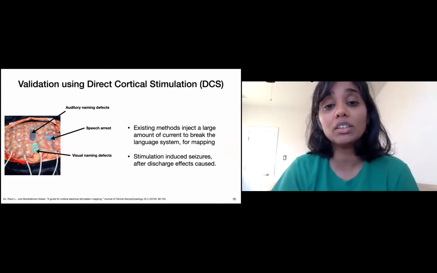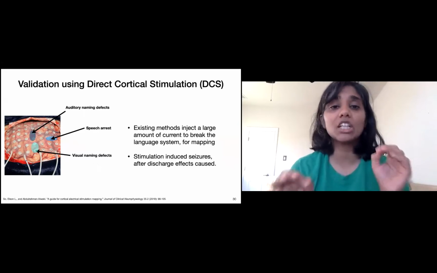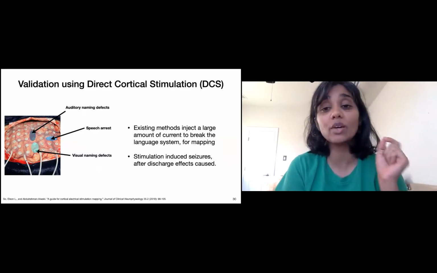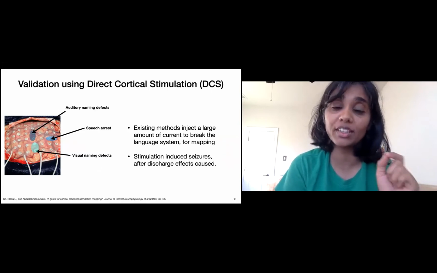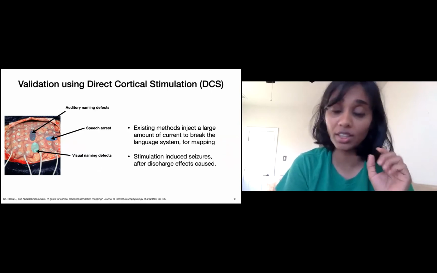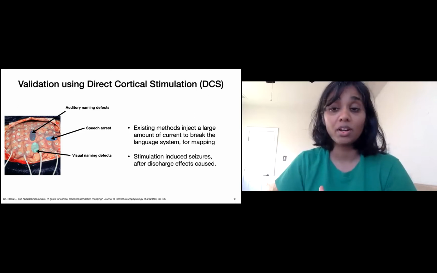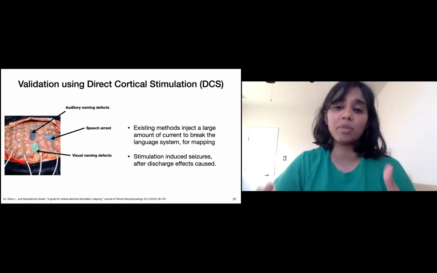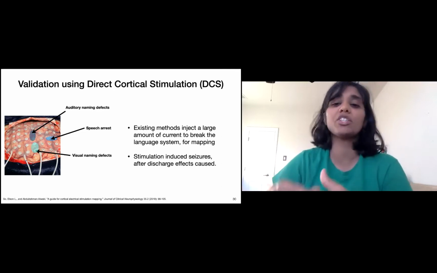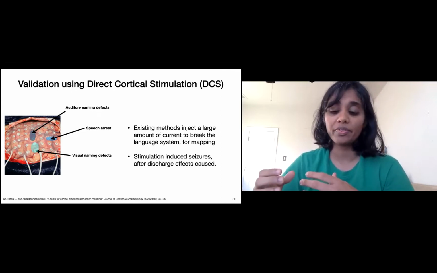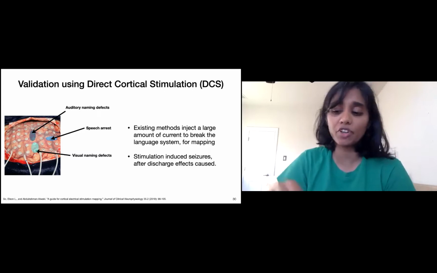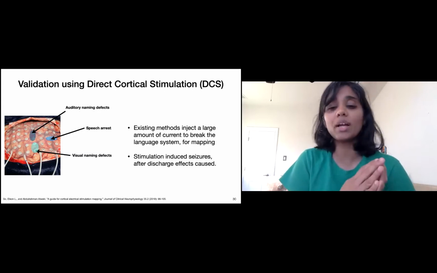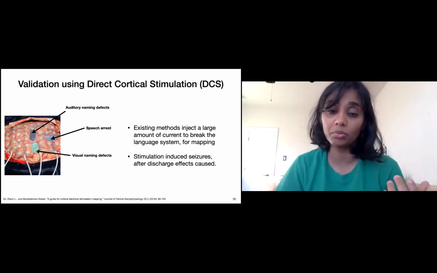So what we did was the gold standard, the current gold standard for figuring out where language is in the brain, which is literally in the surgery room with the neurosurgeons. If you remember, I told you these are epileptic patients and they're going to cut a piece of their brain out because they have too much epilepsy.